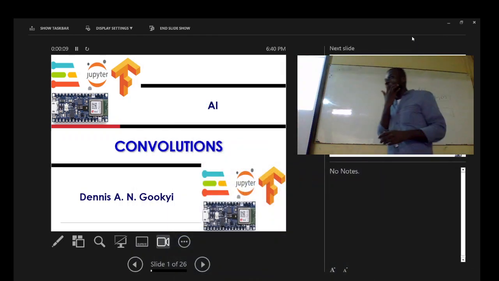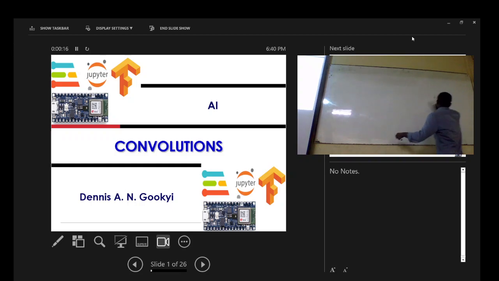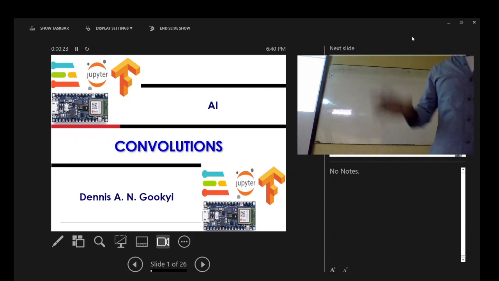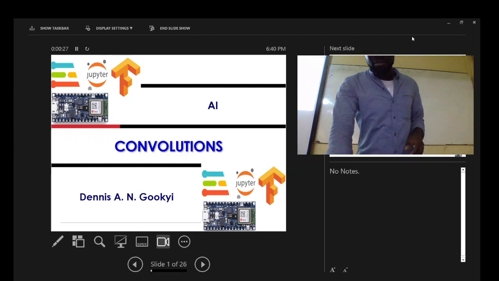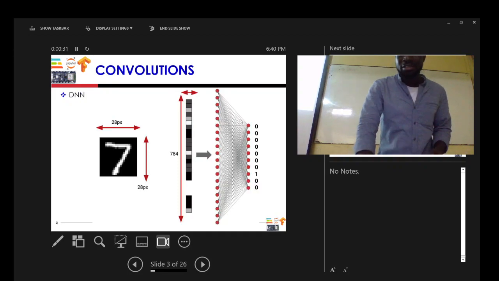Convolutions, very, very important. So we have learned this already before. Then we are sharp about it, and it makes my work so easy, right? Especially video. Then that makes my work very easy.